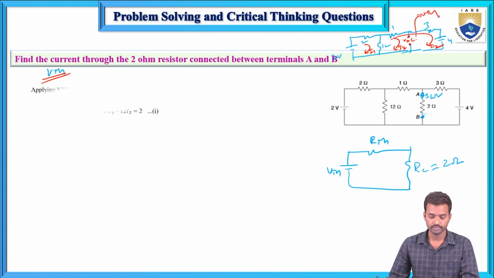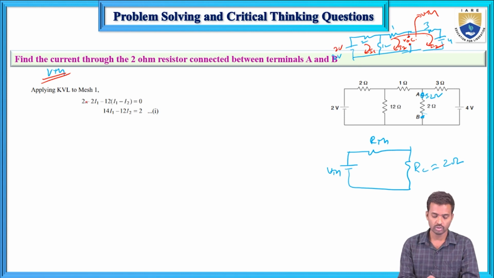So now here, if you apply KVL in mesh 1, so this is 2 volts. So 2 minus the resistive drops, 2 into I1 and 12 into I1 minus I2. So first equation, if you simplify it, 12 plus 2 is 14 I1 minus 12 I2 equals 2. This is equation number 1.